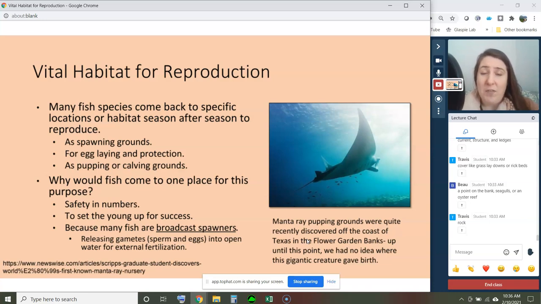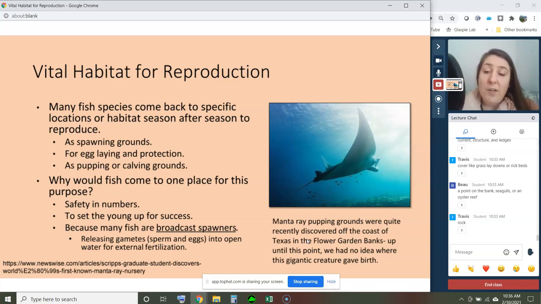So if you have a bunch of adults together, you can ward off more predators than you would if you were alone. Also, you might come to one location that's ideal for some reason to set the young up for success. So you might want to make sure that they are hatched or birthed in an area where they're going to be able to live and grow and have enough food and have enough protection. So you're setting them up for success.